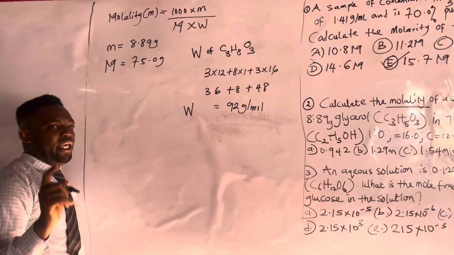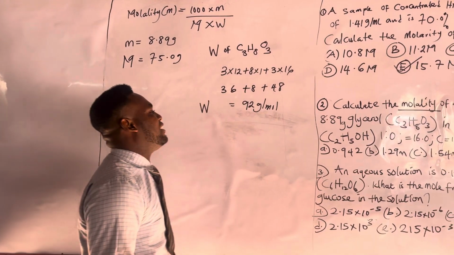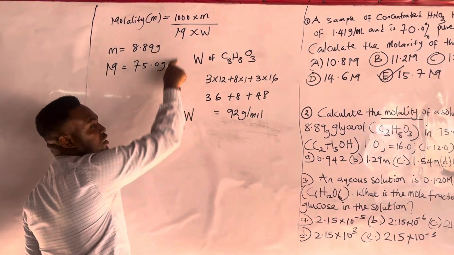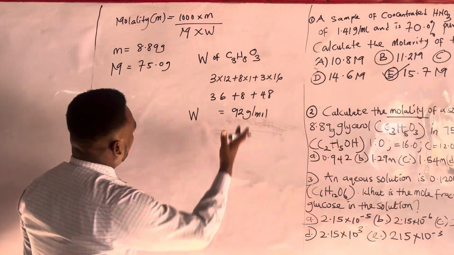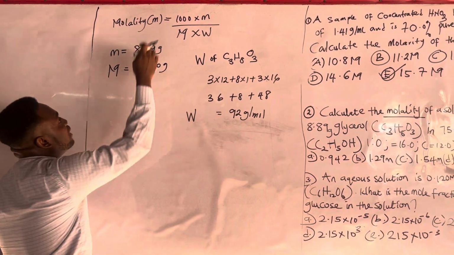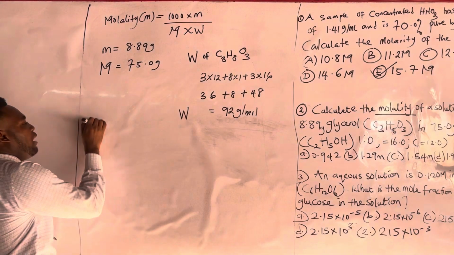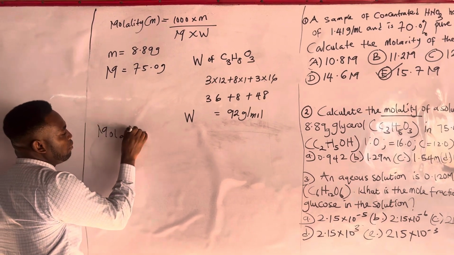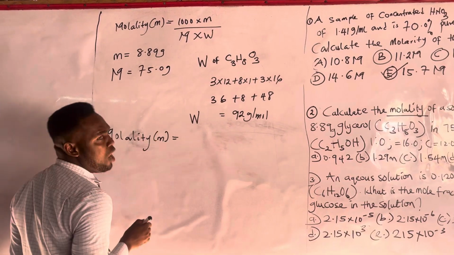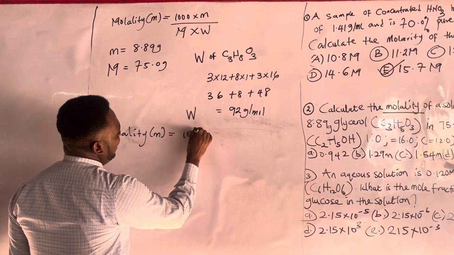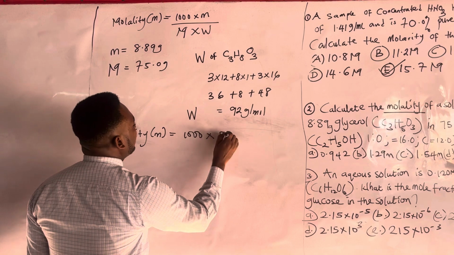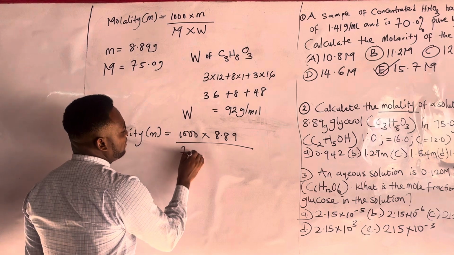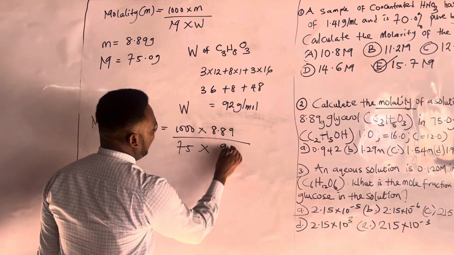And remember I said that this is our W. In Stoichiometry 3, I said that this 1000 will remain in our formula if the mass of the solvent is given to us in gram. And of course here, the mass of solvent is in gram. Therefore, I will retain my 1000 there. So I will now say molality, small letter m equals, then what do we have there? 1000 times, what's the mass of the solute? 8.89 divided by, what is capital letter M? 75 times, what is the weight? 92 grams.